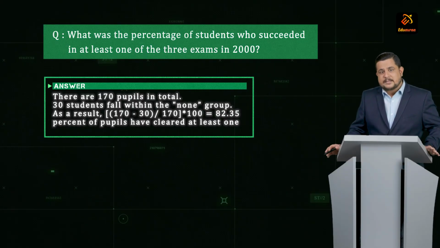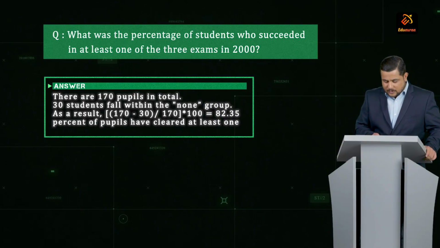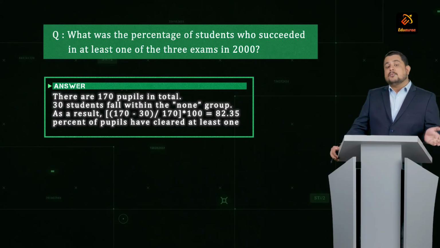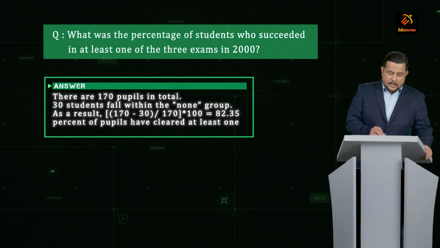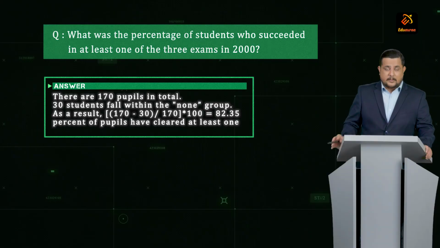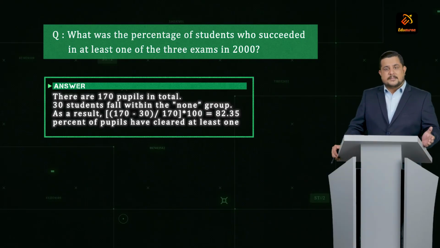They have not passed any of the given exams. As a result, what we can say is 170 minus 30 upon 170, because we have to remove those students who are not coming into the category of these three exams, right? Passed students, the students who passed one of the exams from these three, only those students we have to include here.